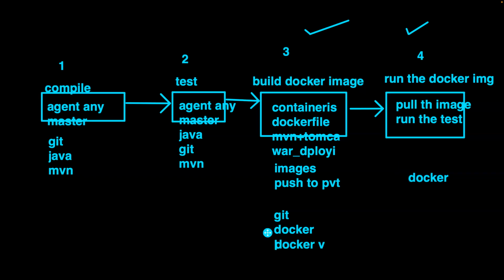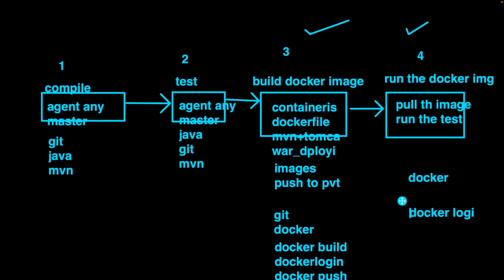Docker build command, Docker login command, Docker, that's all. Sorry, Docker push. You store it on Docker Hub. Here what do you need? You don't need to build. You just need Docker login because you have to run, means it has to pull and run. Docker. Understood now?